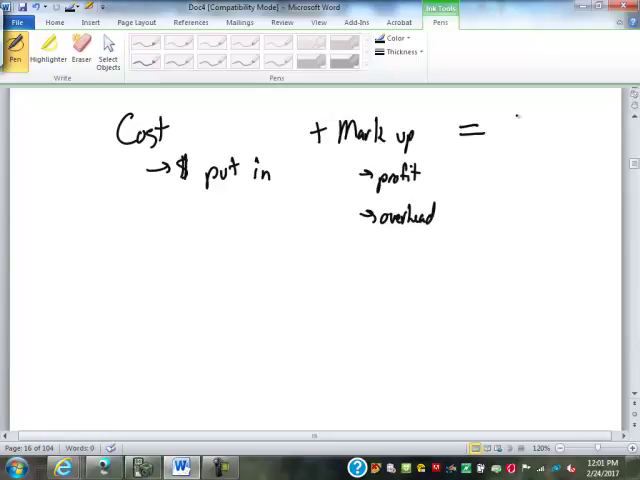Then, of course, that's going to equal what we're going to refer to as the selling price. And that is your total. That's what the customer is going to pay.